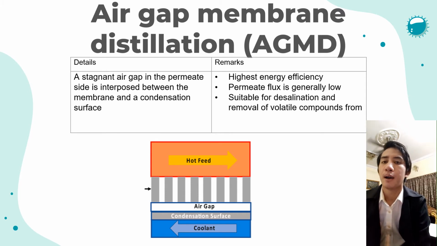the air gap. By narrowing the air gap, this deficiency can be overcome to a certain extent. Since in air gap MD the permeate is not in direct contact with the membrane, there is no danger of membrane wetting at the permeate side.